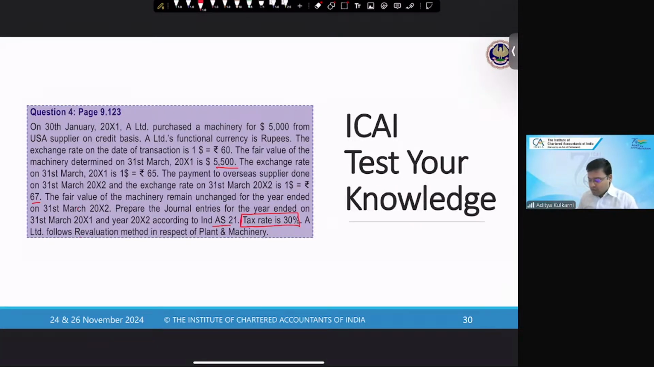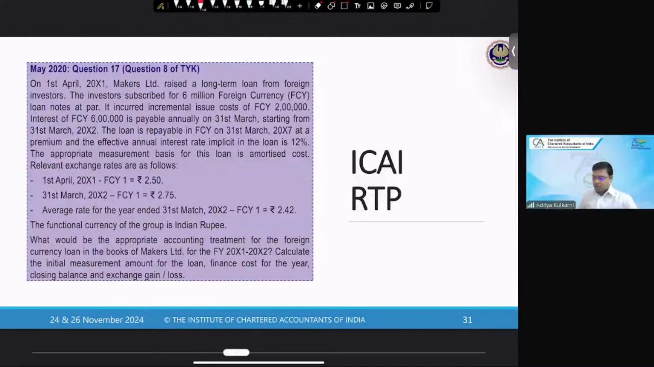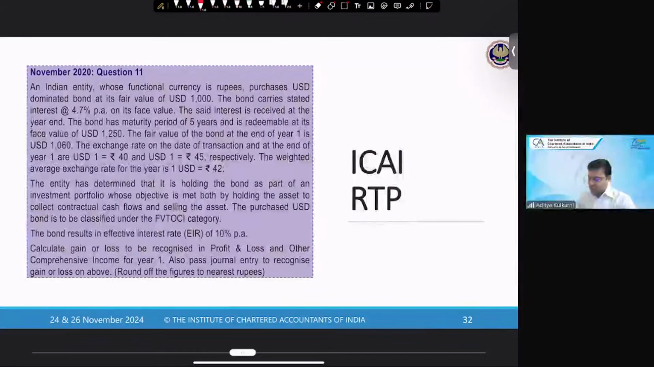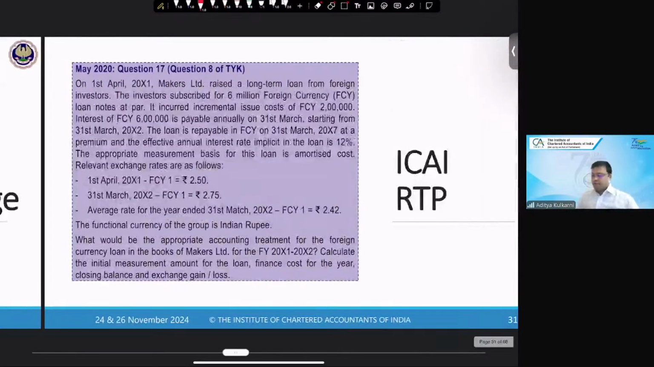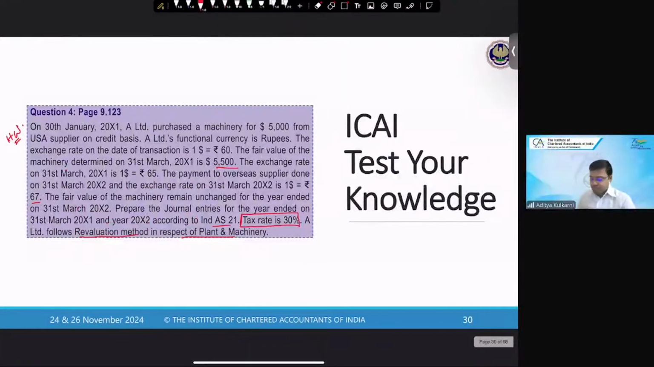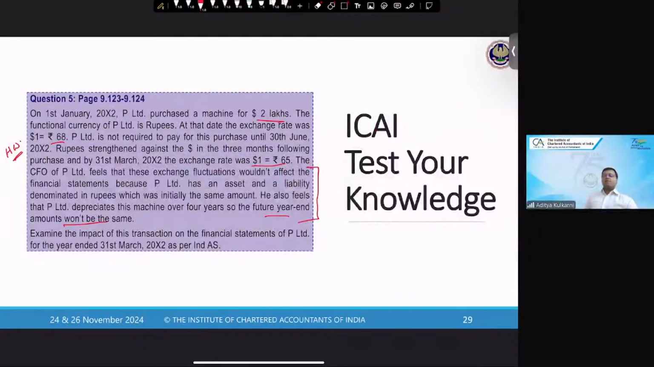A Limited follows revaluation method in respect of plant and machinery. So try these 2 questions for homework. Okay. Then the next one, let us see. I will do that for you. Okay. I will do the remaining questions for you. Okay. So can you try these 2 questions? Question 4 and question 5 of test your knowledge, latest study model. Okay. That should be helpful for understanding. Okay. Done. Okay. So that's it for today then.